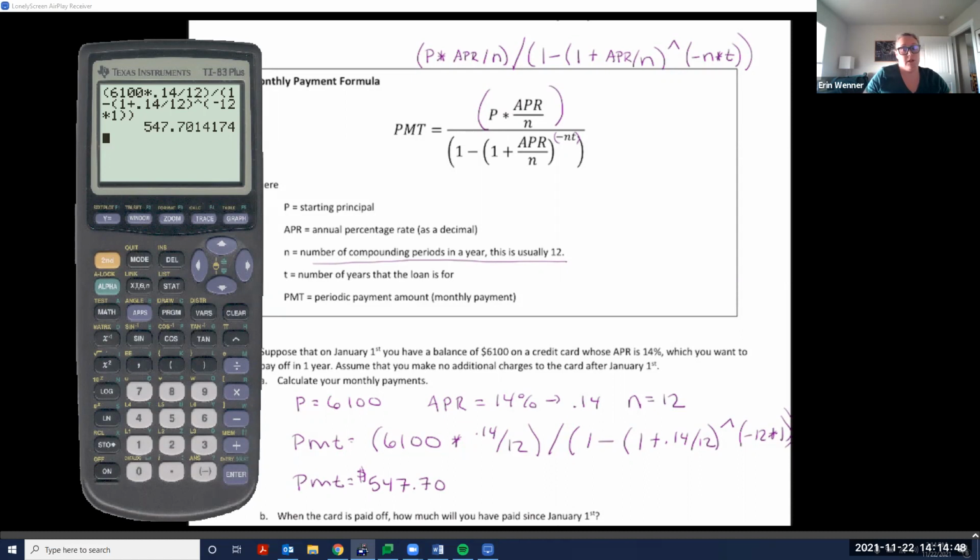So any issues with calculating that on your end with the calculator?